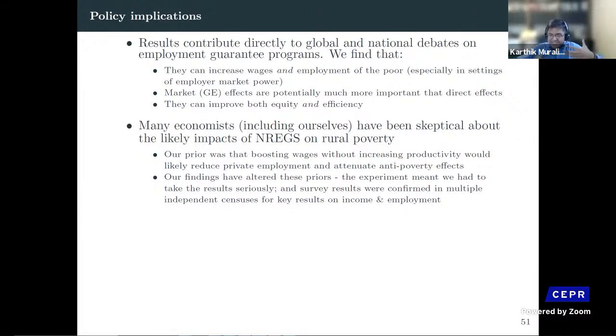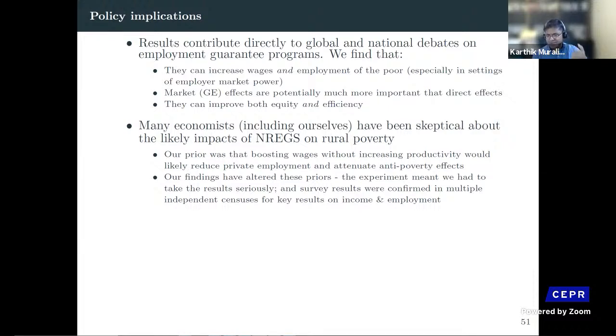And this is not ideology, right? This is just Econ 101. If you boost wages without productivity, this would likely reduce private employment and attenuate the anti-poverty effects. And I think this just highlights the value of experimentation, because the experiment meant that we had to take the results seriously. I remember talking to Attila Lindner at UCL, and he once mentioned that he saw some data in Hungary in the context of a similar program where he was finding some positive effects on employment, and he was just like, it can't be true. It must be some identification problem. So he didn't even bother looking at it. But here, the experiment meant that the results were correct, okay? So then we just had to keep on making sense of it.